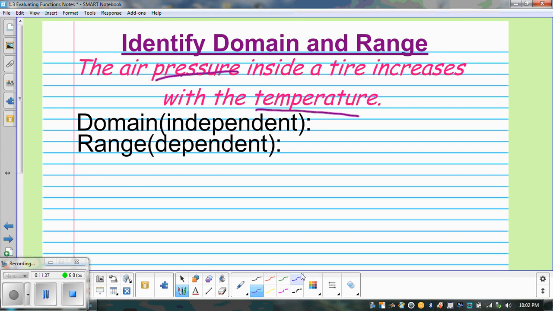So what did you decide? Which one depends on the other? The pressure is dependent on the temperature. The hotter it gets, the more pressure there will be inside a tire. So make sure you have written down the story as well as the domain versus the range.